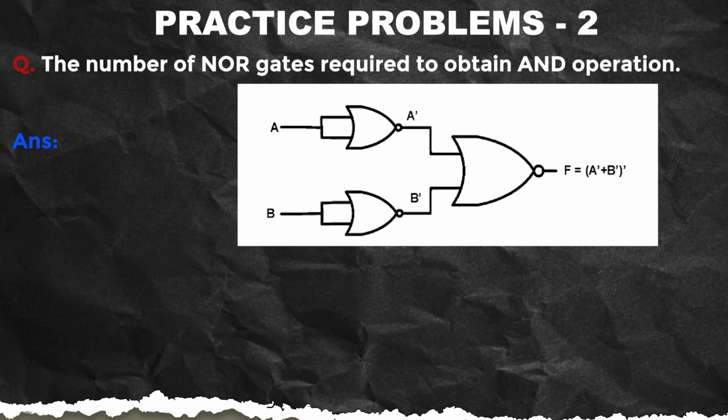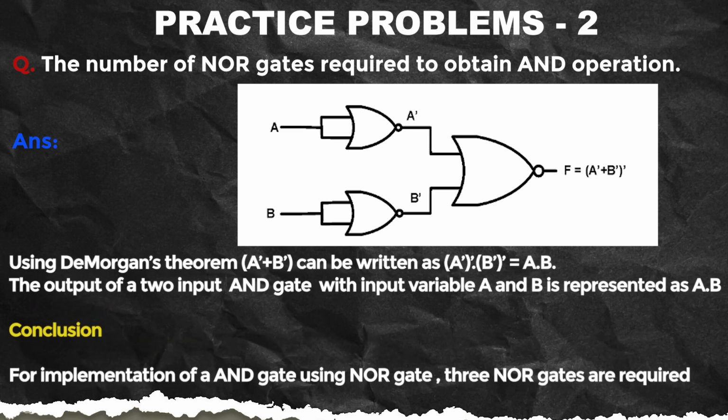So A bar plus B bar, the whole bar. Using De Morgan's theorem, you know that A bar plus B bar, the whole bar, can be written as A double bar dot B double bar, or A double prime dot B double prime. The double complement of A is A itself. Similarly, the double complement of B is B itself. Therefore, we will get A dot B. Therefore, for implementation of an AND gate using NOR gates, we require three NOR gates.